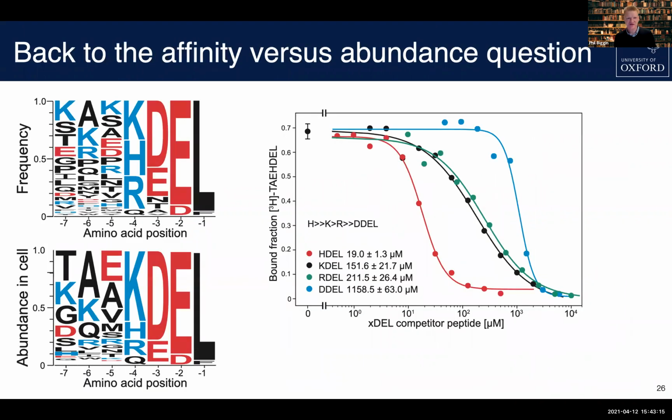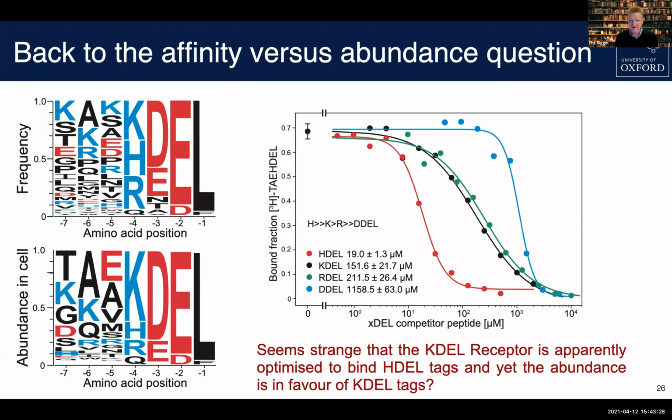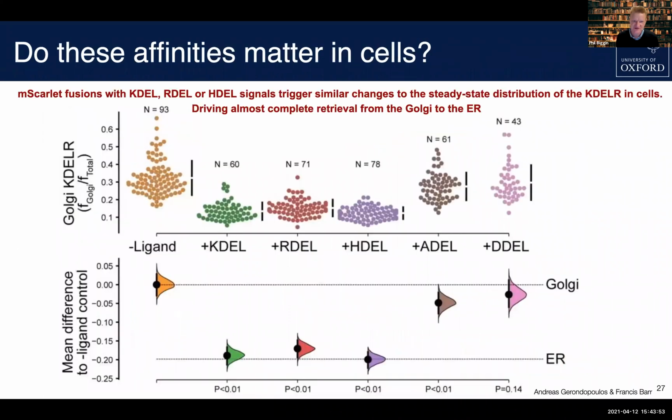So just back to the affinity versus abundance question. Remember, I showed you this before. This is the frequency, and this is the abundance in the cell, and this is the affinity, and reminding you that histidine has the highest affinity. So it seems a little bit strange that the KDEL receptor itself is apparently optimized to bind HDEL tags, right? Because it has the highest affinity for HDEL tags. But the abundance in the cell clearly tells you that most of the proteins actually have a KDEL tag. So that seems a slightly strange paradox in the biology here we should try and address.